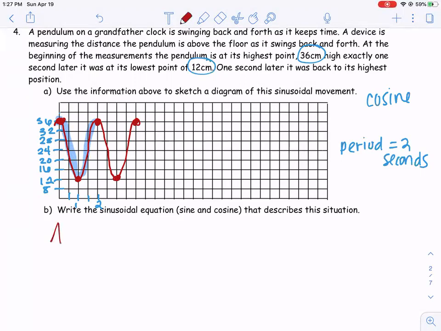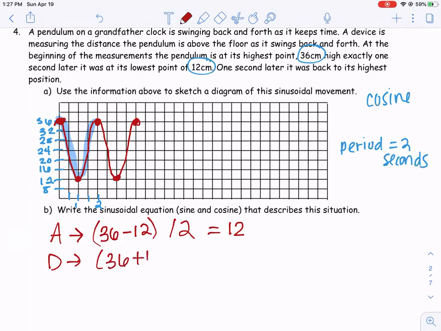And our amplitude or A value is going to be 36 minus 12 divided by 2, which is going to be 12. Our D value is 36 plus 12 divided by 2. So that's going to be 24. So at 24, we're halfway in between. We go up 12, down 12 from 24. Our C value, we didn't shift over.